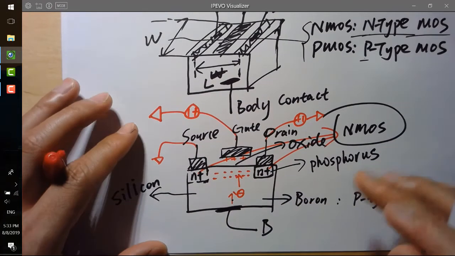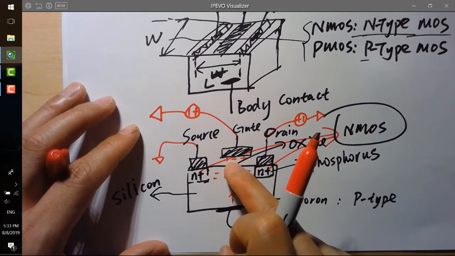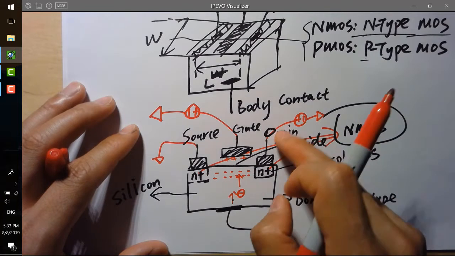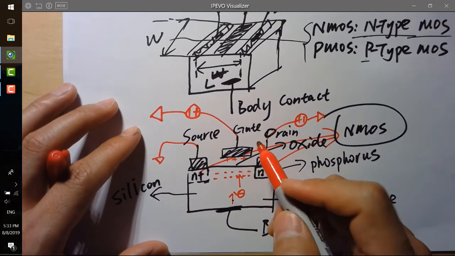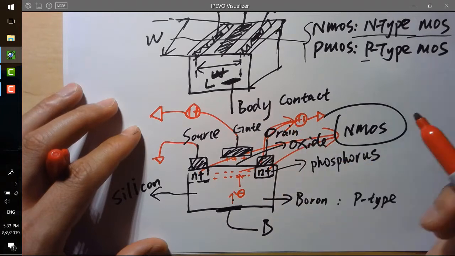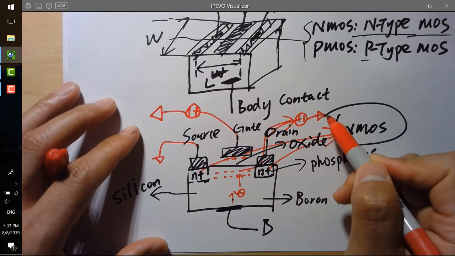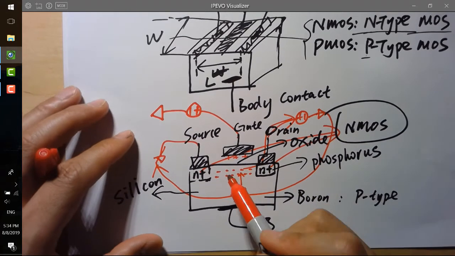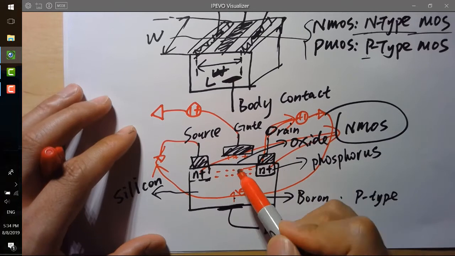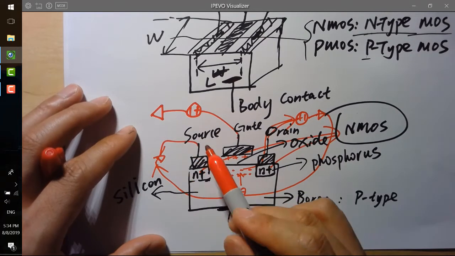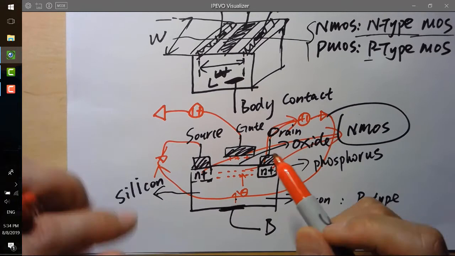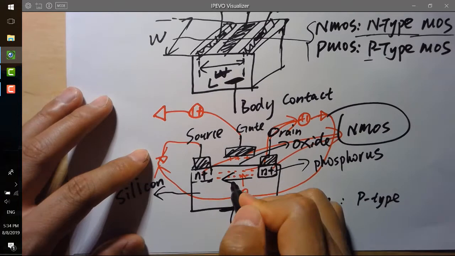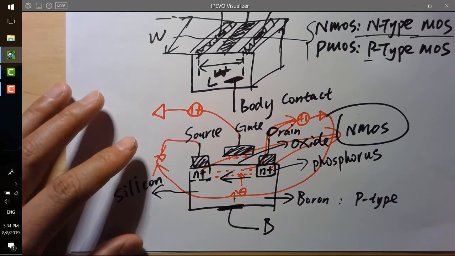Okay, so after the channel has been formed, if you apply a pressure to the drain and there are electrons, the electrons will be attracted to this voltage source and flow into ground. So you'll form a circuit here. Okay, it looks like there is a current flow through that direction. So you get a current flow through that.